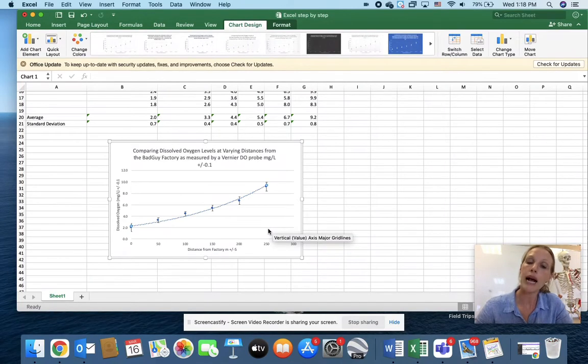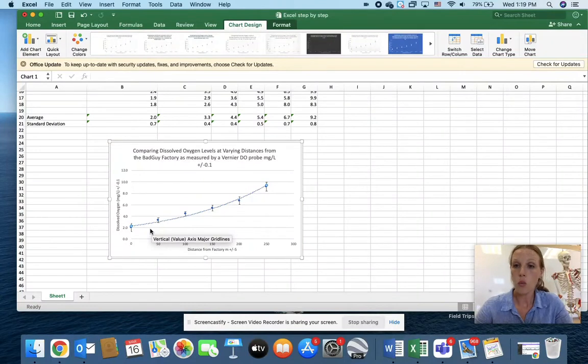Then I want to look at how big are my error bars. Well, my error bars are all different, which makes sense because I used the data sets to calculate the standard deviation independently for each data set. So I want to see, where are my error bars the largest? I can see that my error bars at 0 meters distance from the factory and the furthest one away from the factory at 250 meters are the largest error bars.